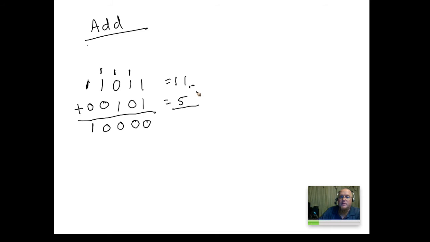So this is in base 10, and this is in base 10. So we're going to get the number 16 in base 10. Now, does this binary number represent 16 in base 10?